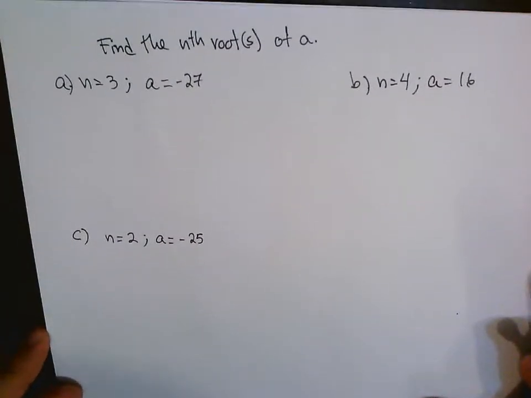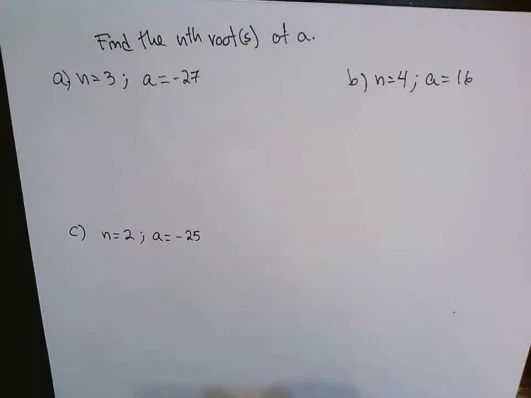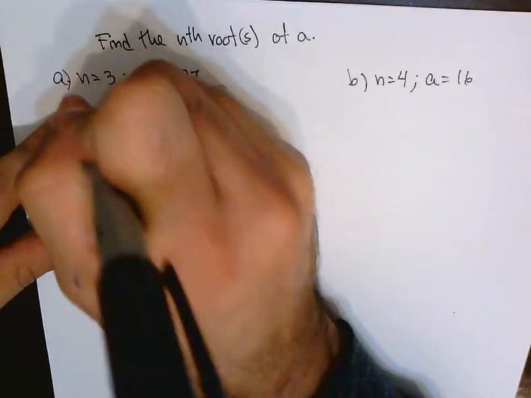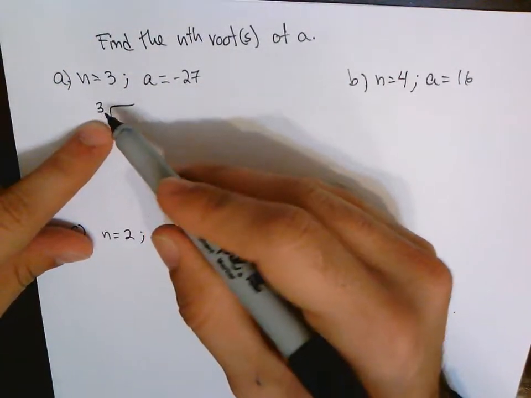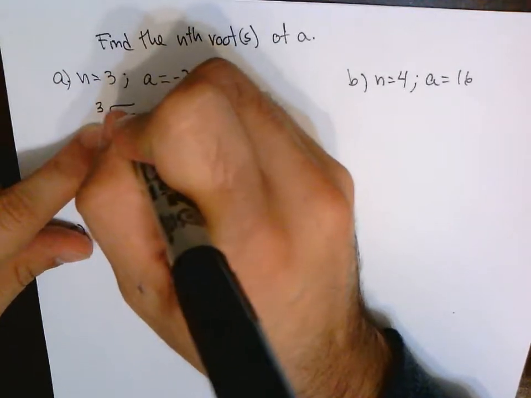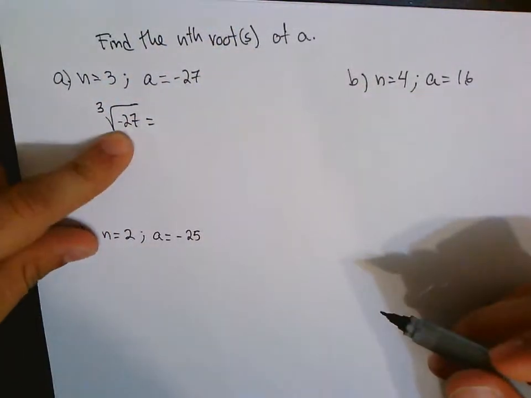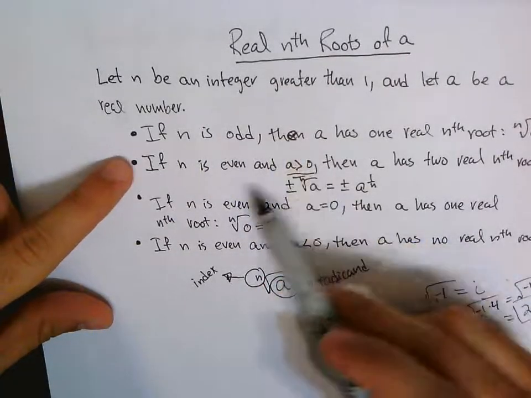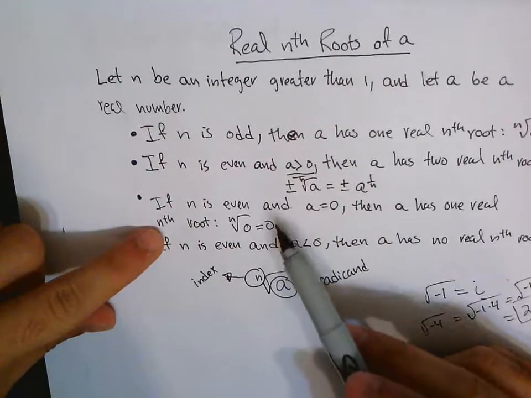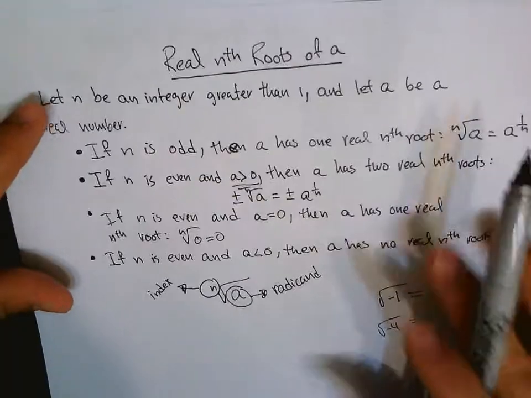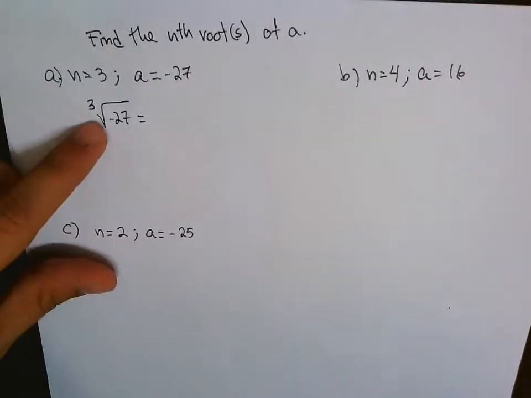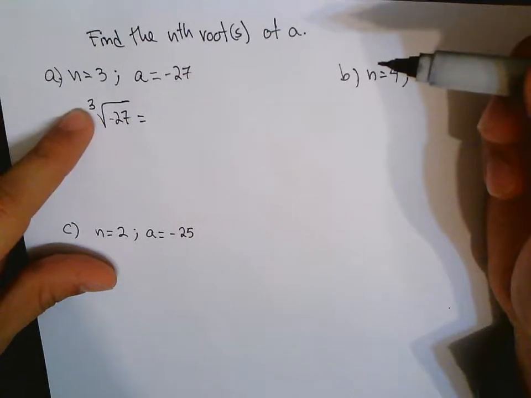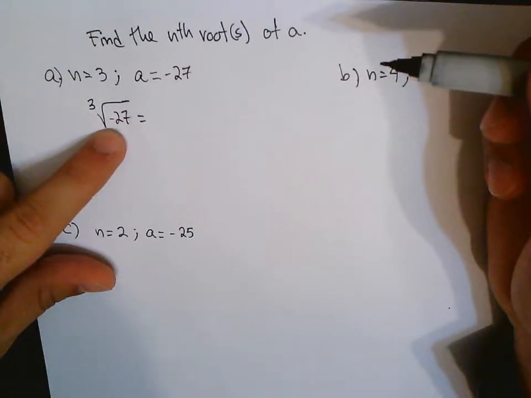Here are three examples. In the first example, I have n equals 3. That means that the index is 3. I'm trying to find the cube root of -27. Now notice that if n is odd, then a has one real nth root. So what I need to think of is, which number, when I multiply by itself 3 times, gives me -27.